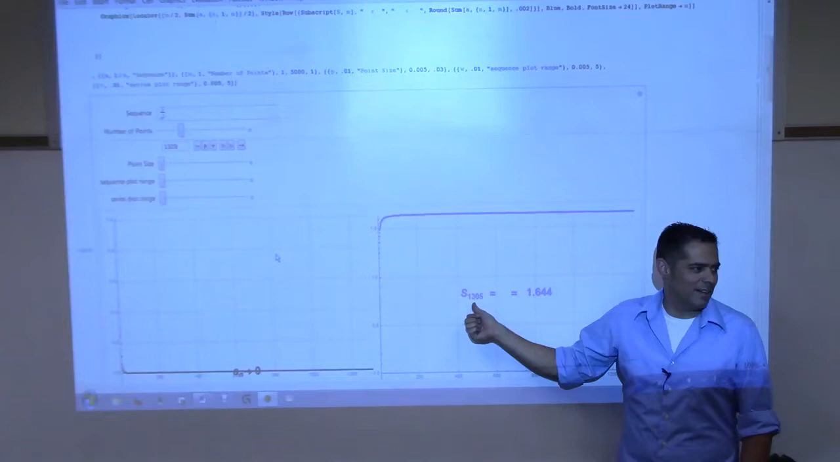What's 11 sixths plus 1/4? 44 plus 6 over 24. 50 over 24. Reduce that, 25 twelfths, I believe. I'm doing this really fast, but is that okay? 25 twelfths? Y'all understand what I'm doing? All right.